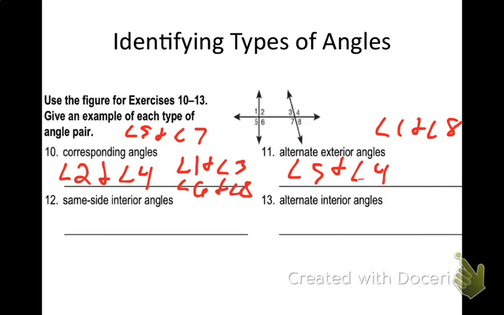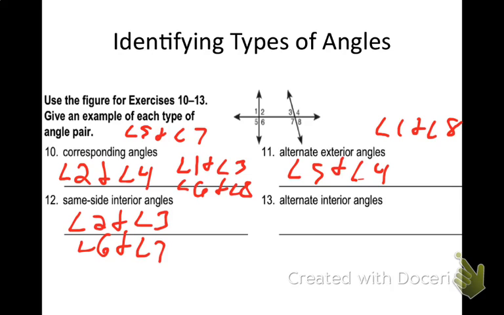Number 12. Same side interior angles. What's an example of same side interior angles? Anna? No, because they're not on the same side. Not 2 and 6, but how about 2 and what? Angle 3, very good. 2 and 3 are on the same side of the line, both on the inside. Those are same side interior. What's another example of same side interior, Camden?